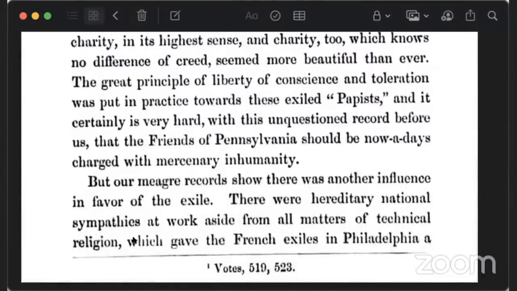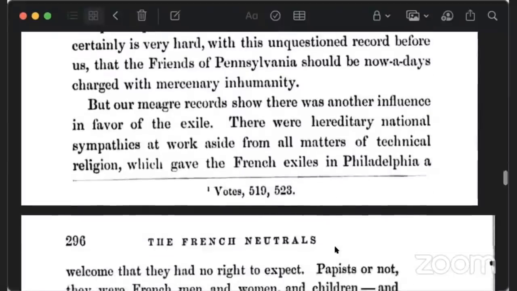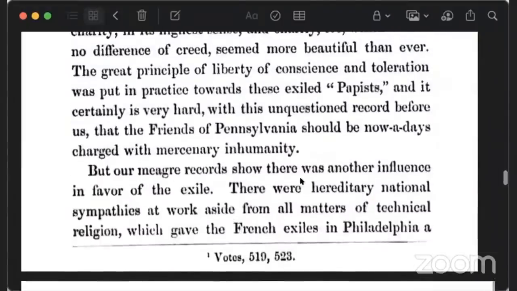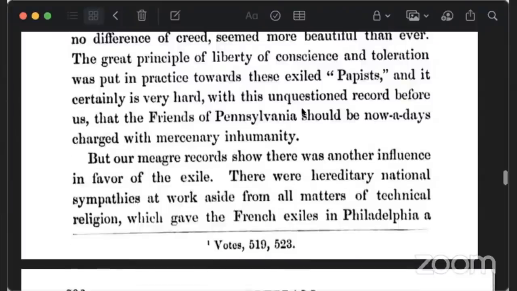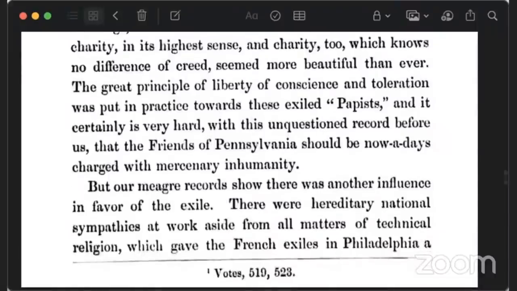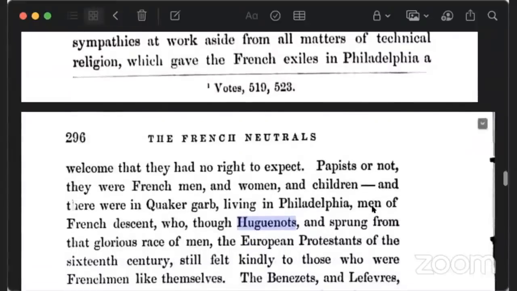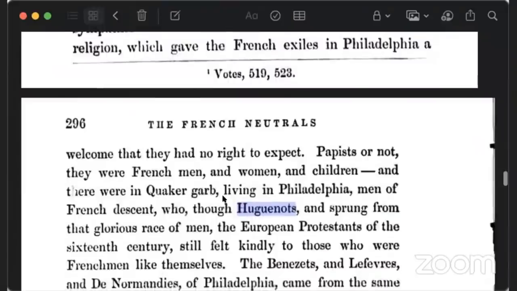They were hereditary national sympathies at work, aside from all matters of technical religion, which gave the French exiles in Philadelphia a welcome that they had no right to expect. They're letting you know they had a common hereditary, right, an ancestry. That's why they were being helped in Pennsylvania by these people. Papists or not, they were Frenchmen and women and children, and they were in Quaker garb. And they were in Quaker garb again.